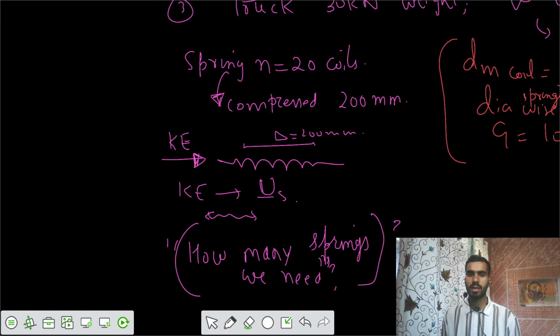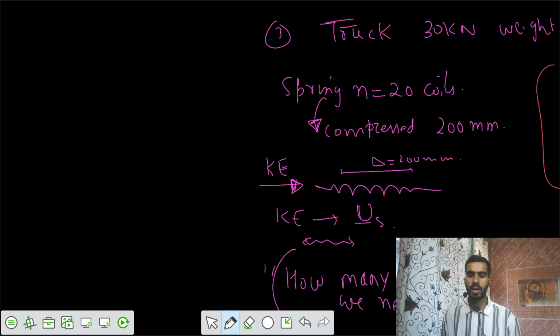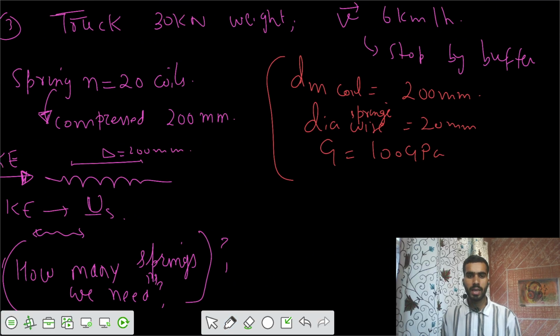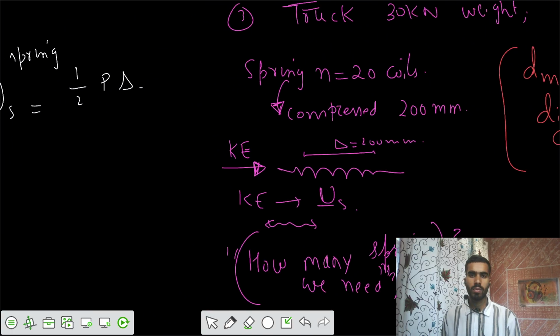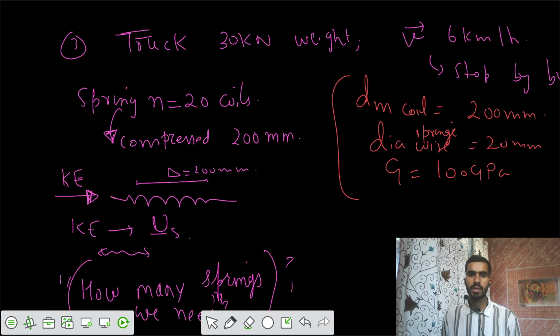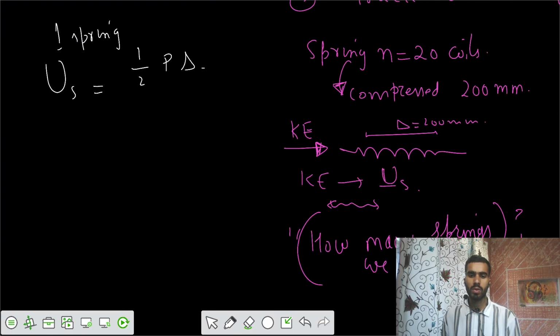If I say what is the strain energy stored in one spring, that is 1/2 of P into delta. So based on this data, do you know these values of P and delta? The value of that delta we know here. But the value of P, how can we get this value of P?